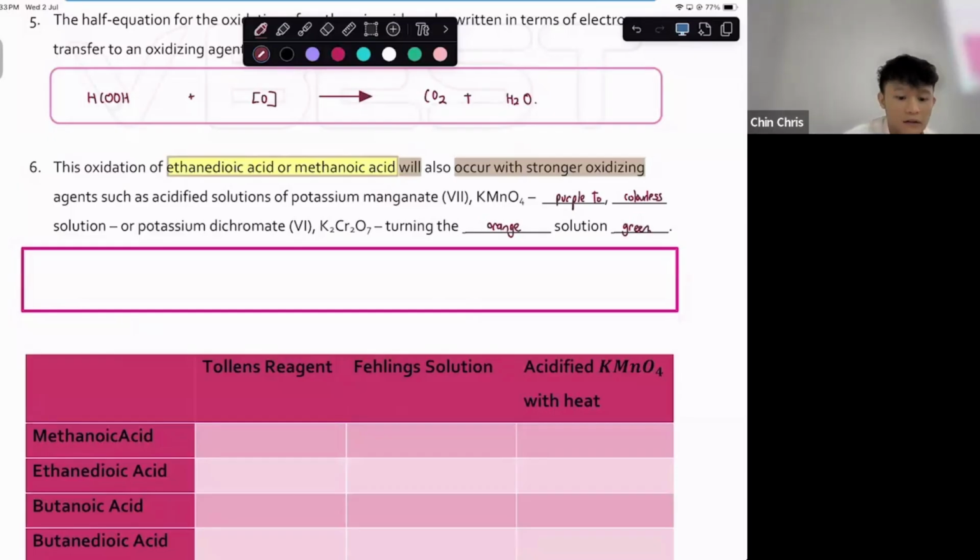Alright, guys, now this time, I want you to draw your ethanedioic acid. Alright, guys, oxidize this for me. Go.